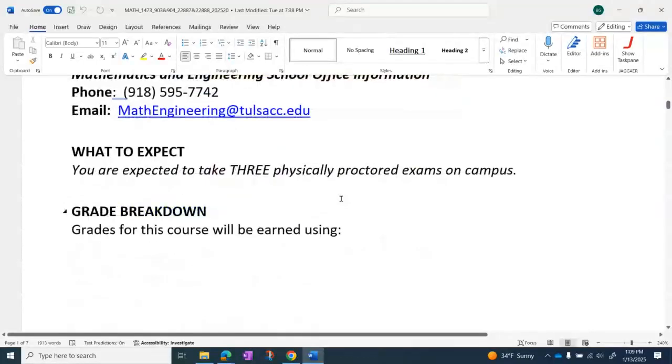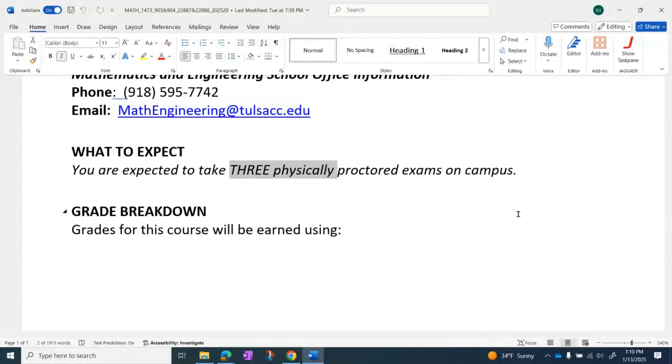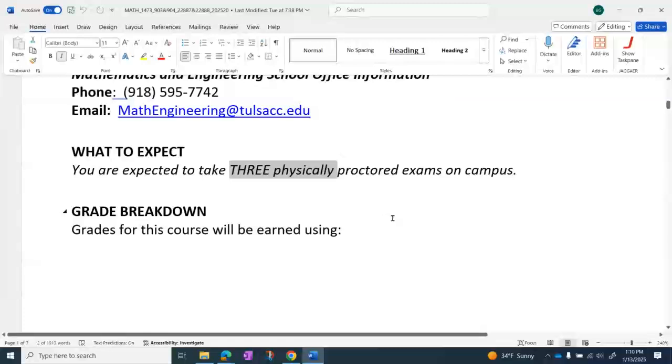What to expect? You are expected to take 3 physically proctored exams on campus. This is very important. Please do not ask for virtual proctoring services or a home testing option. Please do not ask that. It's very clearly stated in my syllabus. We do not have that. Okay, you need to go to the testing center on campus to take your exams. There are only 3 exams. They have to be physically proctored.